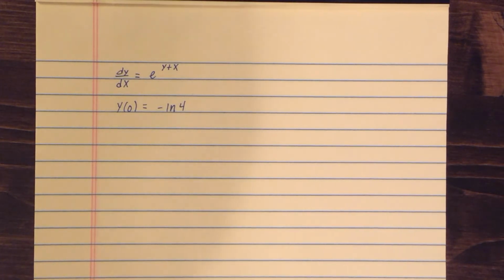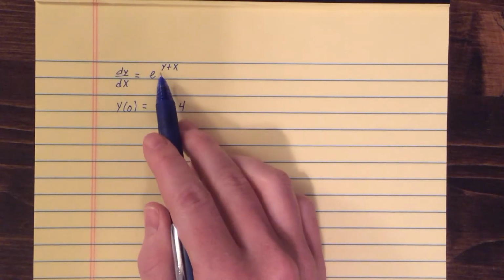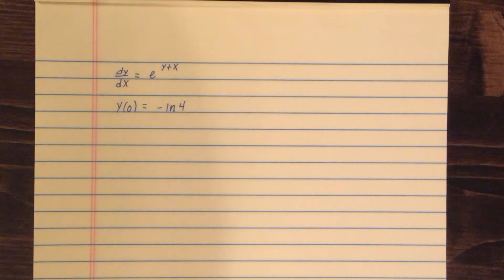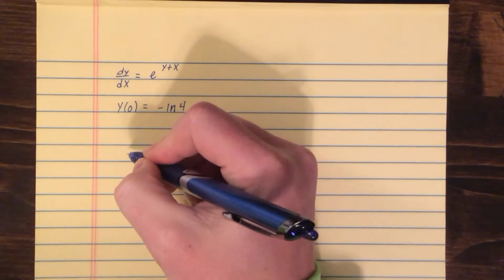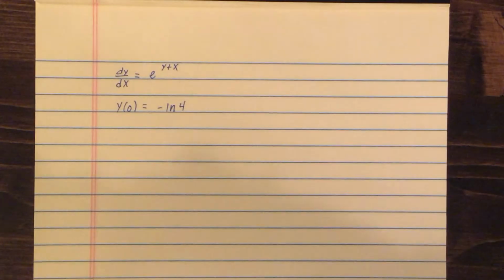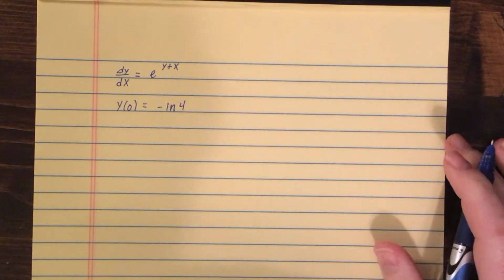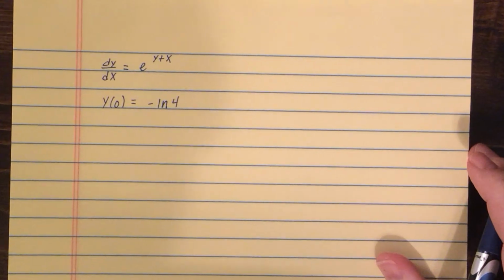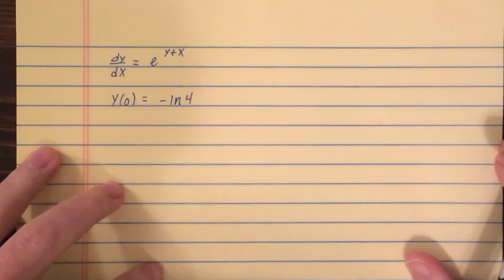Then, the answer choices are all y equals. So what we want to figure out is, if I have dy/dx is e to the y plus x, I want to be able to integrate that and figure out what y is. To do that, we're going to use a technique that we haven't talked about yet called separation of variables.